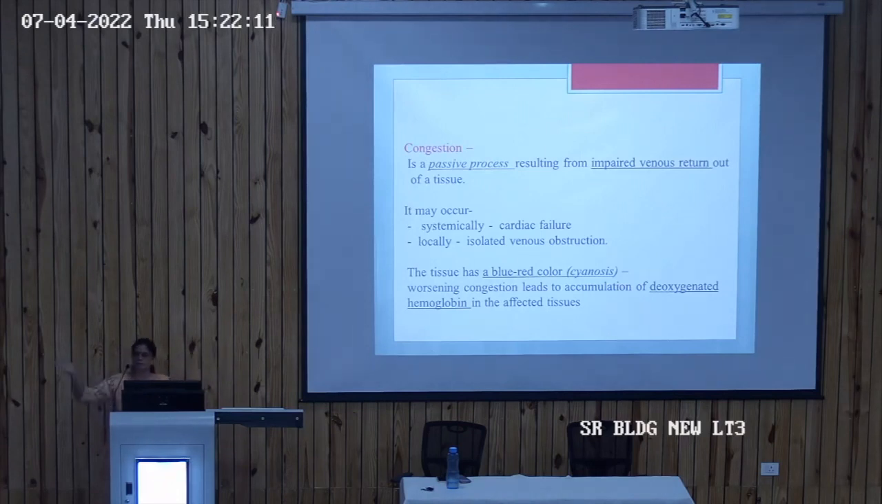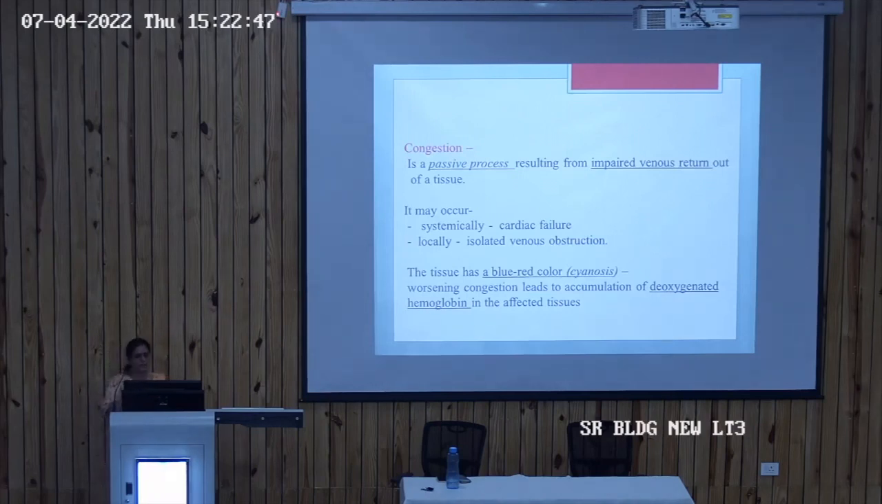In congestion, the blood was supposed to go out through the vein, but it did not go, it stopped. So the flow is stopped. So there is stagnation there. Because it is not going out, the blood is just stuck there. So it is a passive process and it is resulting from impaired venous return out of a tissue. It may occur systemically in cardiac failure or locally in isolated venous obstruction. Now in congestion the tissue has blue red color. In the other case it was bright red, because the blood is oxygenated in the arteries. Here it is not oxygenated, so the color will be bluish, there is cyanosis here.